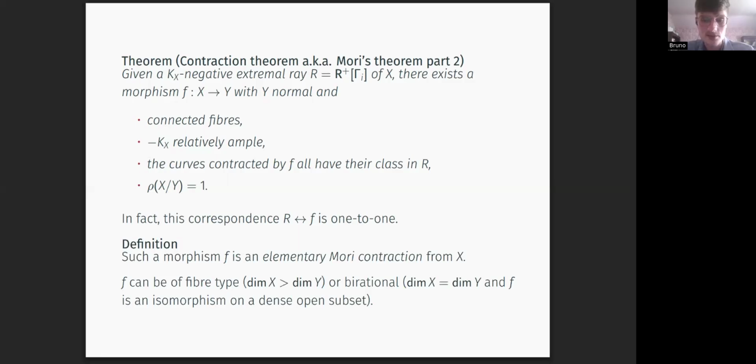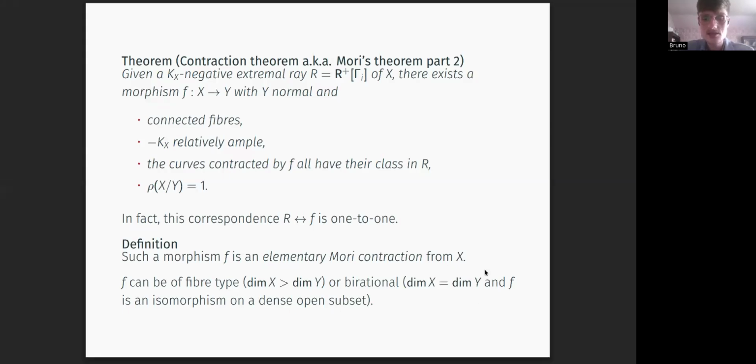Right, which can be of two types. It can be birational, that's the case where the dimension of X and the dimension of the arriving variety is the same. So on an open subset, F is an isomorphism, right? Or it can be a fibration, so we say fiber type, which is the case where the starting dimension is higher than the ending dimension, and the locus covered by the contracted curves is all of X, right?